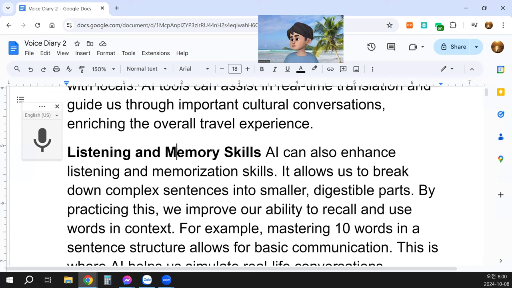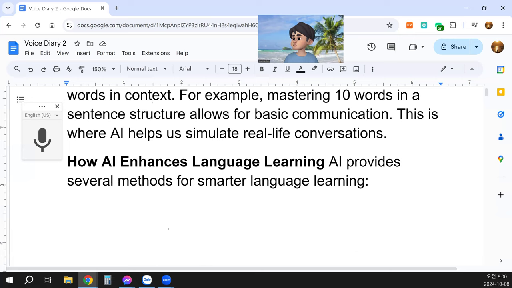Listening and memory skills. AI can also enhance listening and memorization skills. It allows us to break down complex sentences into smaller, digestible parts. By practicing this, we improve our ability to recall and use the words in context. For example, mastering 10 words in a sentence structure allows for basic communication. This is where AI helps us simulate real-life conversations. How AI enhances language learning.